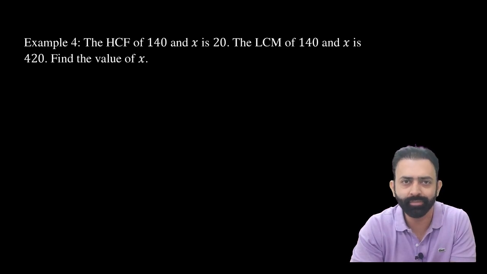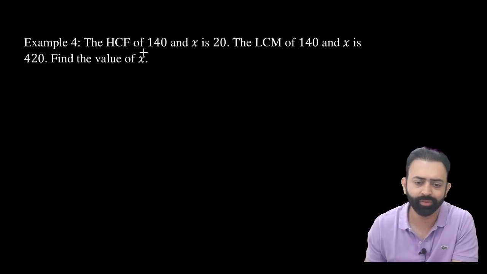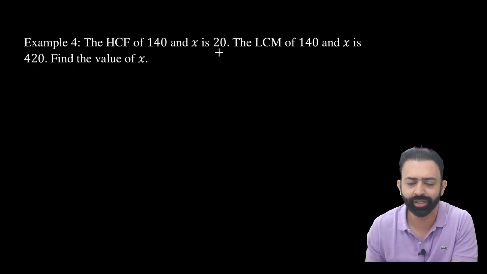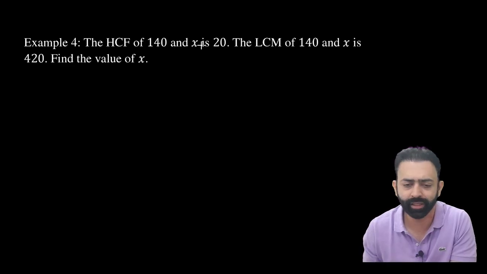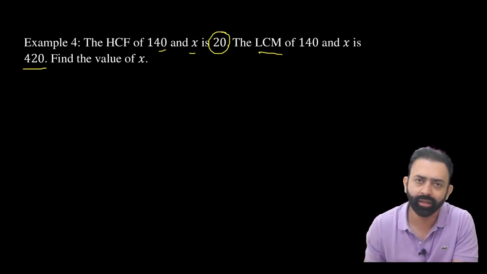So without wasting any time, let us see the first example, number 4 of the whole lecture series, on your screen. It says that the HCF of 140 and x is 20. So we have been given two numbers. One is 140, the second is unknown, which is x. The HCF is given as 20. Similarly, LCM is given as 420. We need to find out the value of the second unknown number.